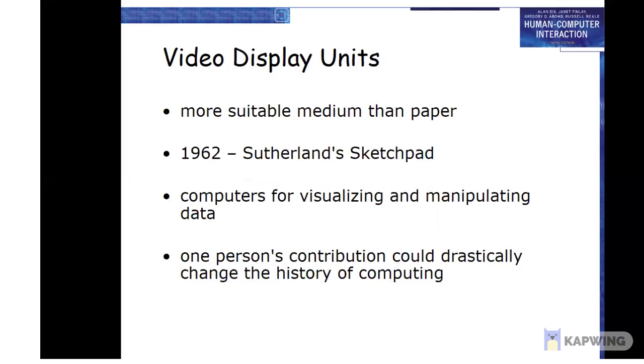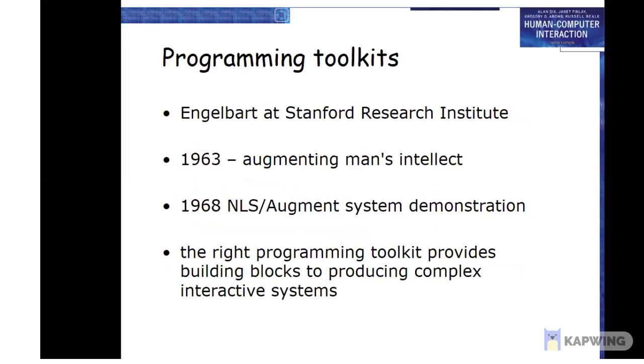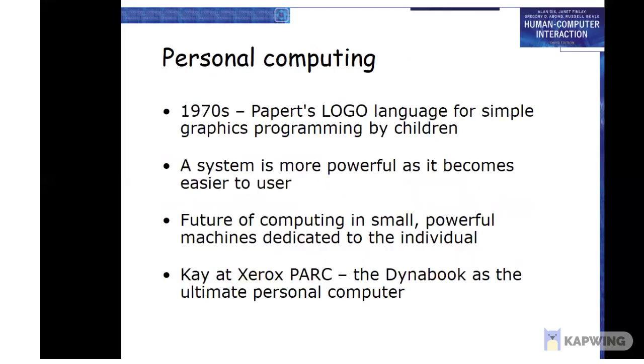One person's contribution could drastically change the history of computing. Programming toolkits: Engelbart at Stanford Research Institute used this programming toolkit, in which they were working on augmenting human intellect in 1963. In 1968, the NLS/Augment system demonstration was carried out. The right programming toolkit provides building blocks for producing complex interactive systems.